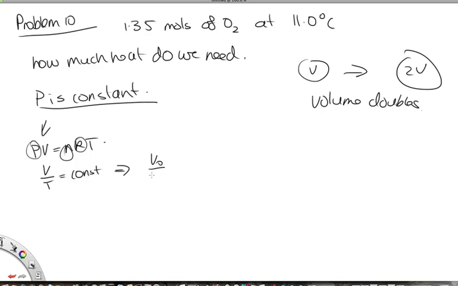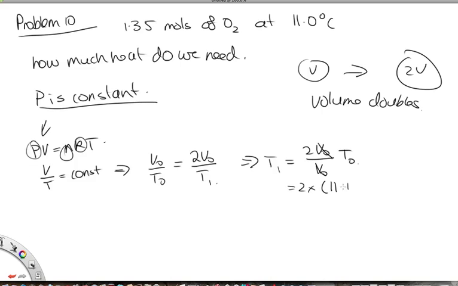So V naught on T naught is equal to V1, which is 2V naught, on T1. And so T1 is equal to 2V naught over V naught times T naught, which is 2 times T naught. So this is the temperatures in kelvins. So this is 2 times 11 plus 273, which tells us that the new temperature is 568 kelvins, which is 295 degrees C.